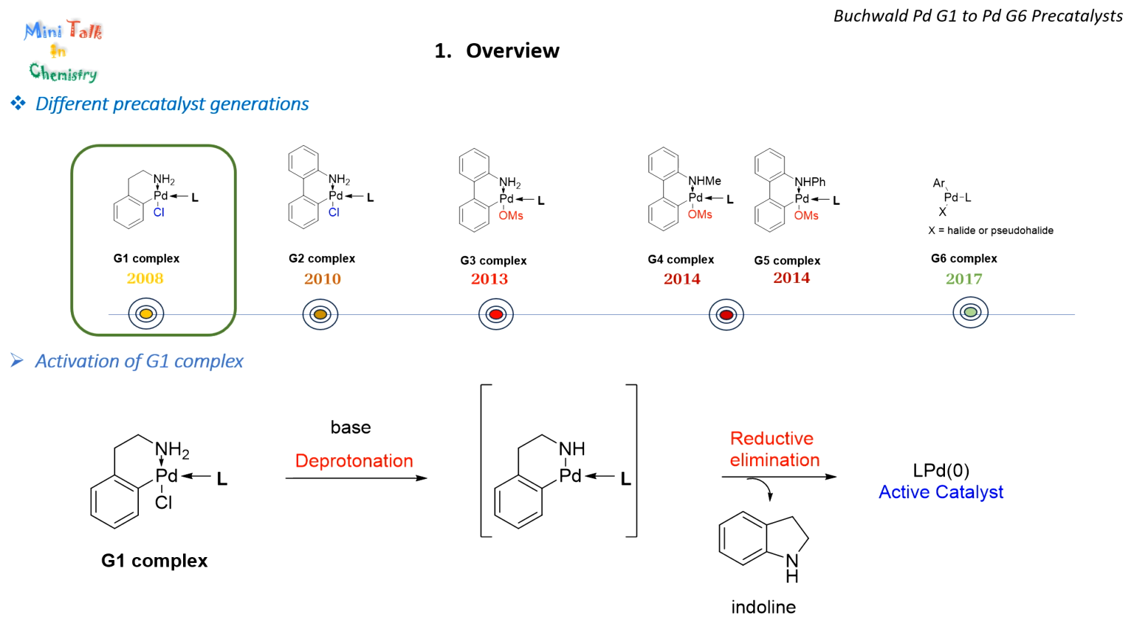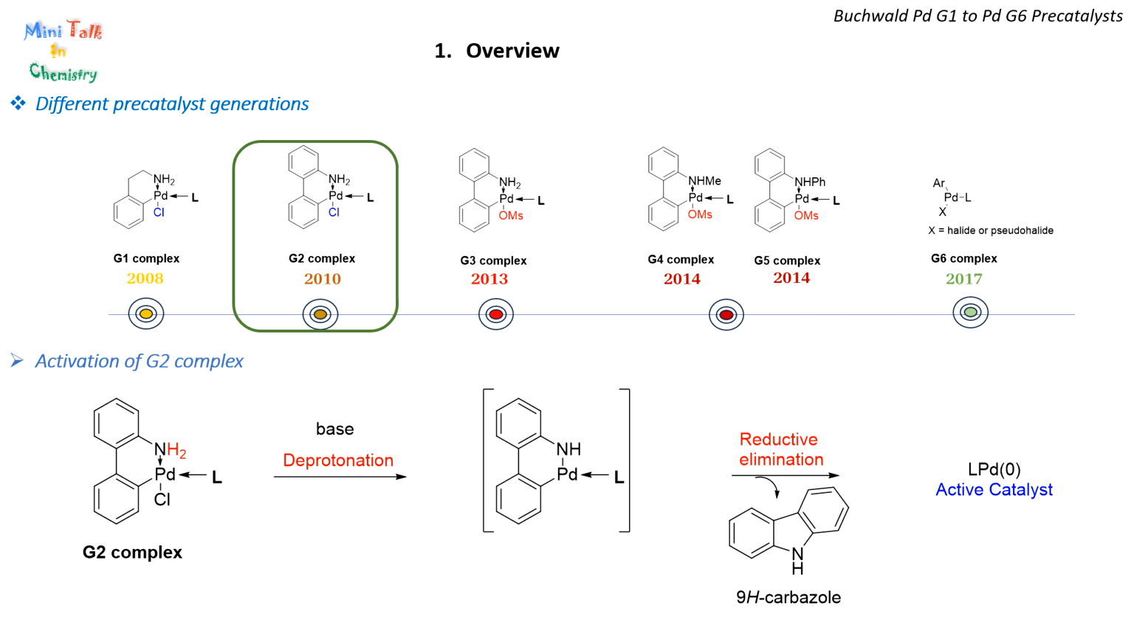Alright, let's start with the first generation of Buchwald precatalysts, which were first published in JACS back in 2008. This complex is made of phenethylamine, a chlorine, and a phosphine ligand. The authors explain that it can be deprotonated in the presence of a base, followed by a C-N reductive elimination to produce an indoline and the active palladium zero catalyst.